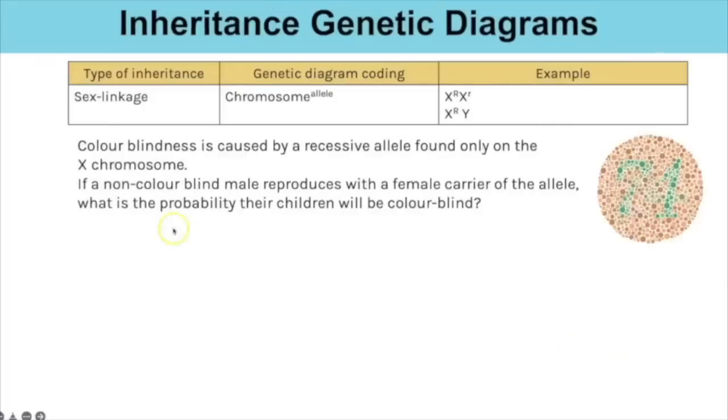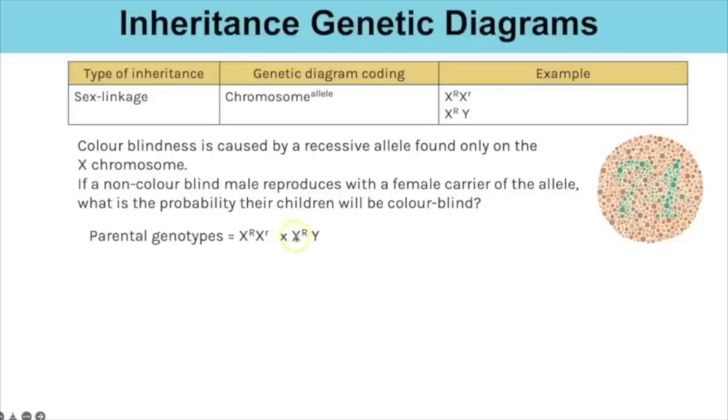So now our example of sex linkage, it's looking at colour blindness, which again you don't need to know, it's an application of your knowledge, and you're told that colour blindness is caused by a recessive allele found only on the X chromosome. If a non-colourblind male reproduces with a female carrier of the allele, what is the probability their children will be colourblind? So first of all, we need to work out the parents' genotypes. So the mother is a carrier, so that means they'll have one dominant allele and one of the recessive alleles that causes colour blindness.